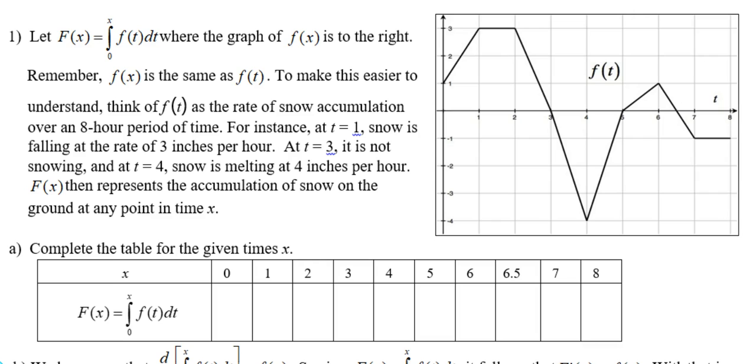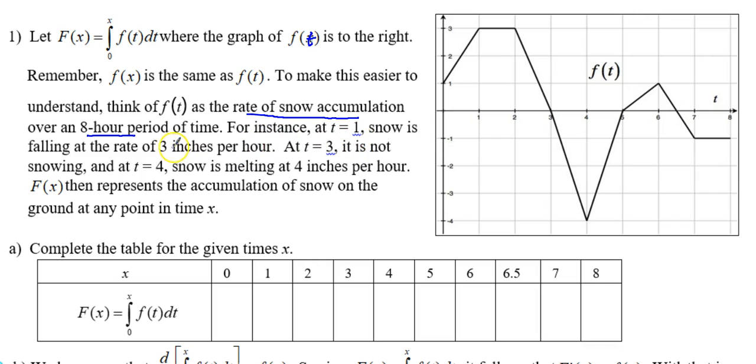Okay, so let's start. Uppercase F of x, don't worry about this name. Uppercase F of x is the integral from 0 to x of f of t dt, where the graph of f of x is shown to the right. Remember, f of x is the same as f of t. To make this easier, understand f of t is the rate of snow accumulation over an 8-hour period. So this is a rate of snow accumulation.